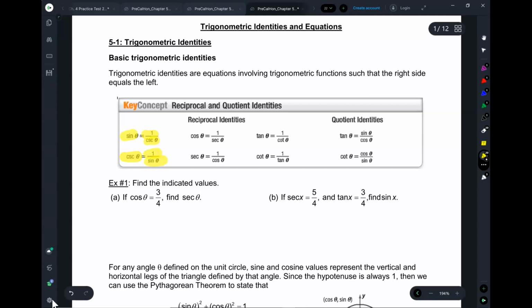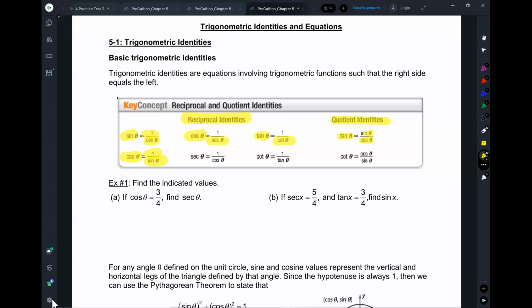You all know this. You know that cosine and secant are reciprocals. You know that tangent and cotangent are reciprocals. That's why these are called the reciprocal identities. You also know about some quotient relationships. You all know, for example, that tangent is sine over cosine, and cotangent is cosine over sine.